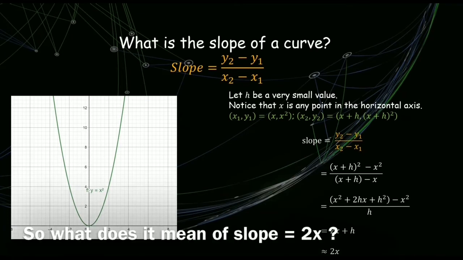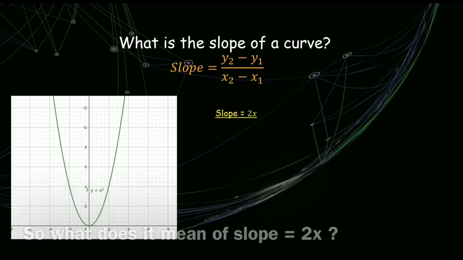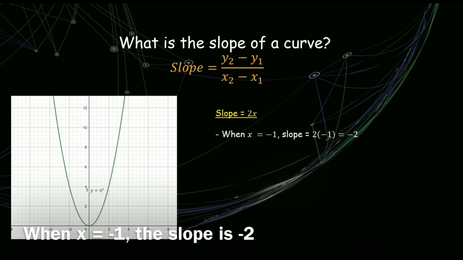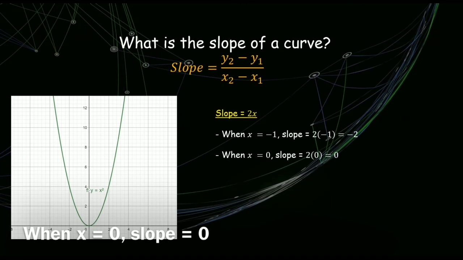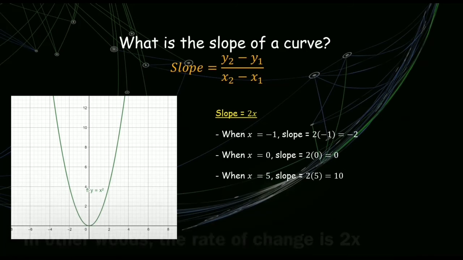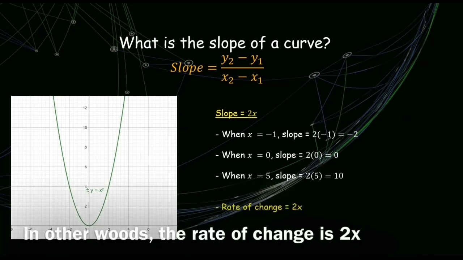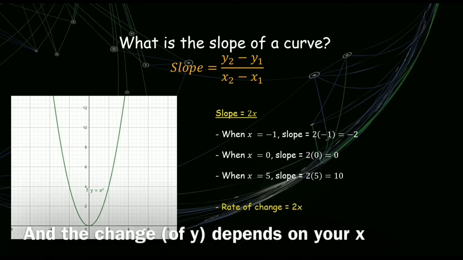So what does it mean for the slope to equal 2x? When x equals -1, the slope is -2. When x equals 0, the slope is 0. When x equals 5, the slope is 10. In other words, the rate of change is 2x, and the change depends on your x.